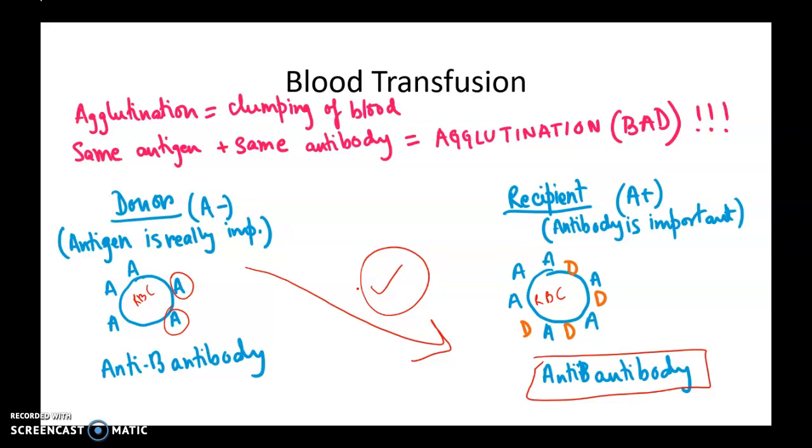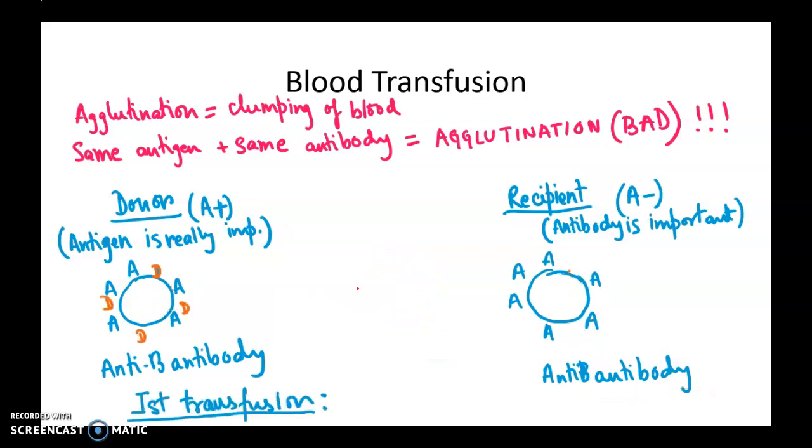Now, what will happen if the donor is A positive and the recipient is A negative? Is that compatible? Let's take a look. So now we have an A positive donor who has both A and D antigens on the surface of RBC and anti-B antibody in the plasma. The recipient, being A negative, only displays A antigen on the surface and no D antigen, and the recipient also has anti-B antibody. Let's take a look at the transfusion.